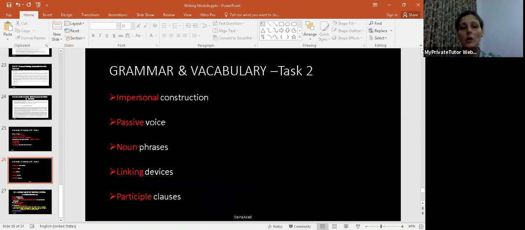Then for Task 2, you should focus on impersonal construction, passive voice, noun phrases, linking devices, and participle clauses. You have to look into that, because this is an essay type. The main focus of your writing is going to be on lexical choices and grammatical usage. The accuracy of all of these is going to be counted. You should be aware and bring your creativity into this.